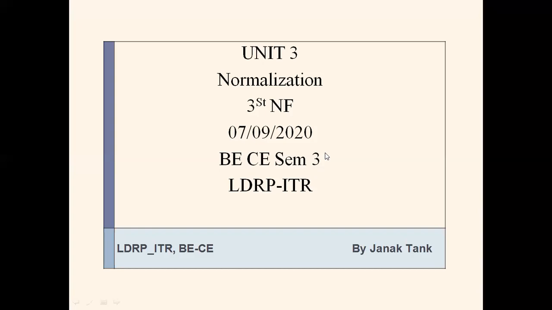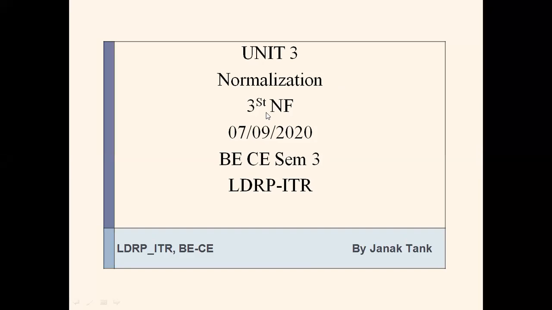As we move from top to bottom, that is from unnormalized form to first, second, third and so on, the number of tables will increase. As the number of tables increases, the complexity may increase, but retrieval will be very easy when transitioning from one state to another.